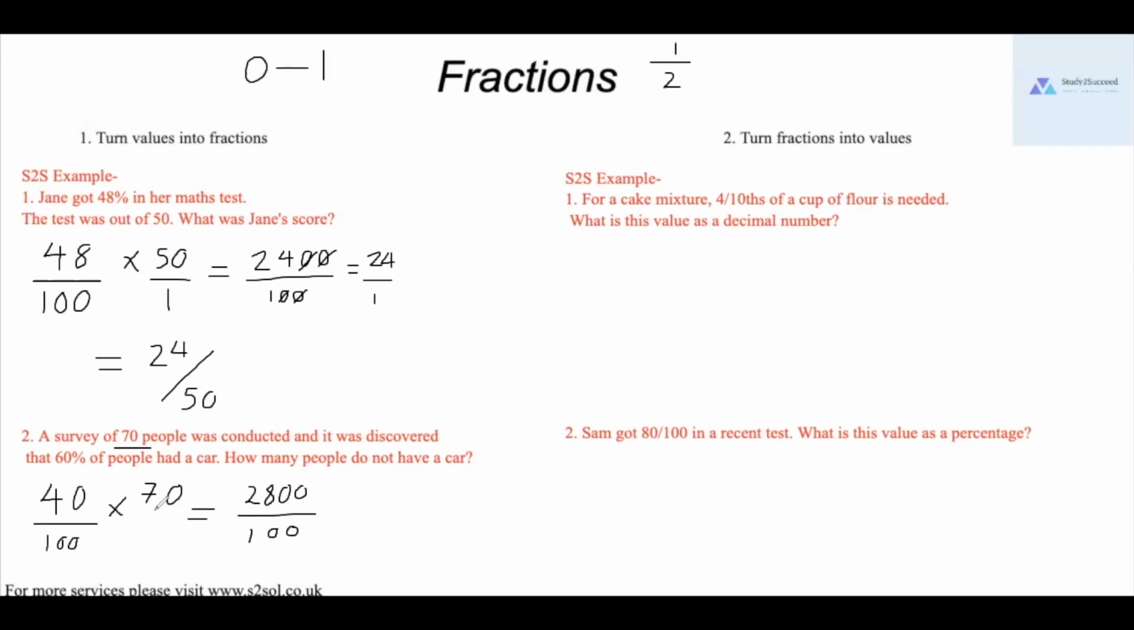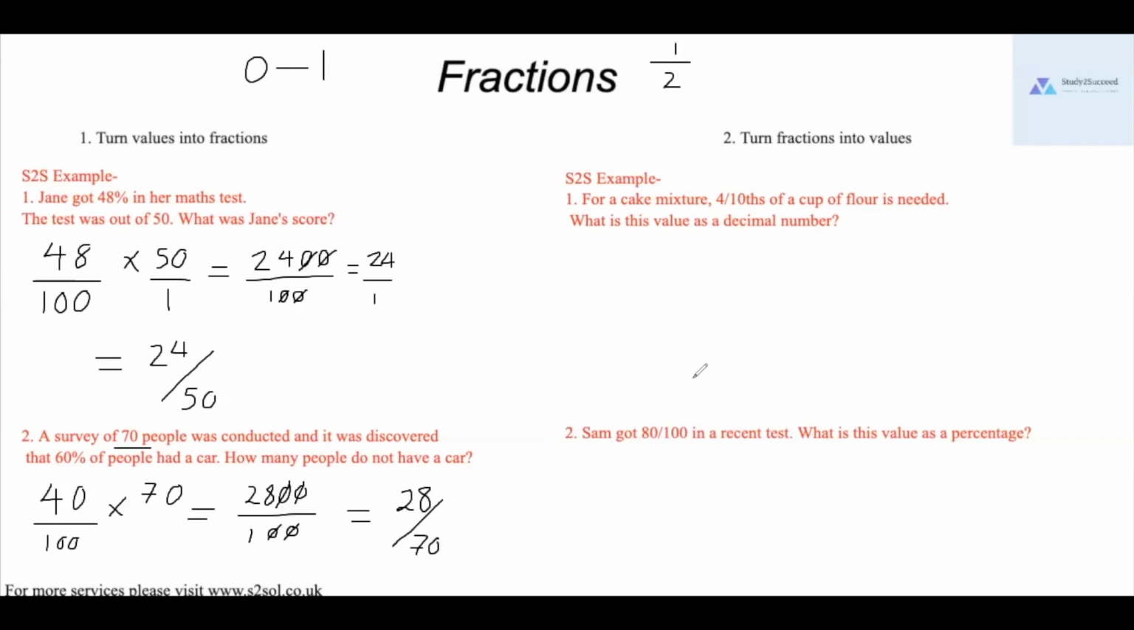Over 100, as it's going to be 100 multiplied by 1. Because it's over 1, we don't necessarily need to show it, okay? So now what we need to do is simplify our fraction, and we should get 28 over 1. Remember, this is the amount of people that do not have a car. So presenting our answer in fractional form, the amount of people that do not have a car will be 28 people that we've surveyed over the total amount of people that we surveyed, which is 70. So 28 out of 70 people do not have a car.